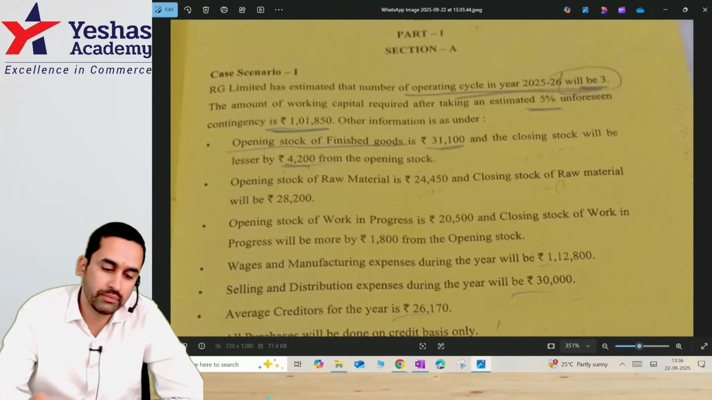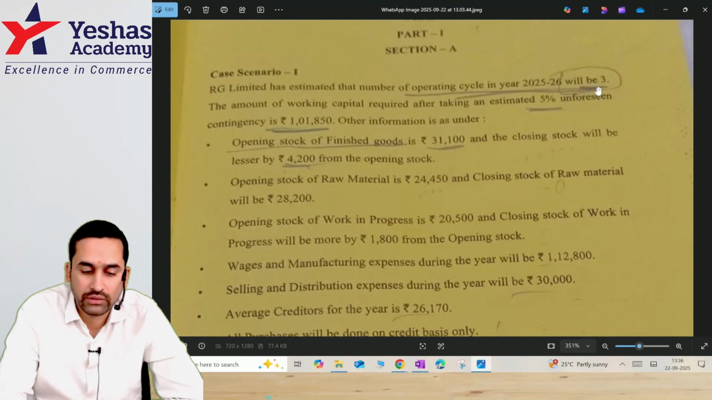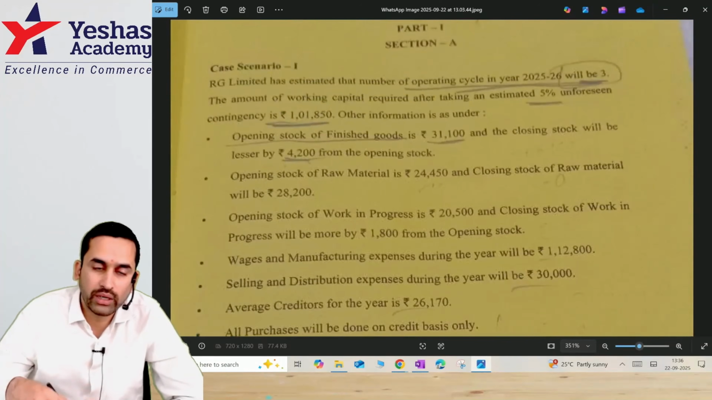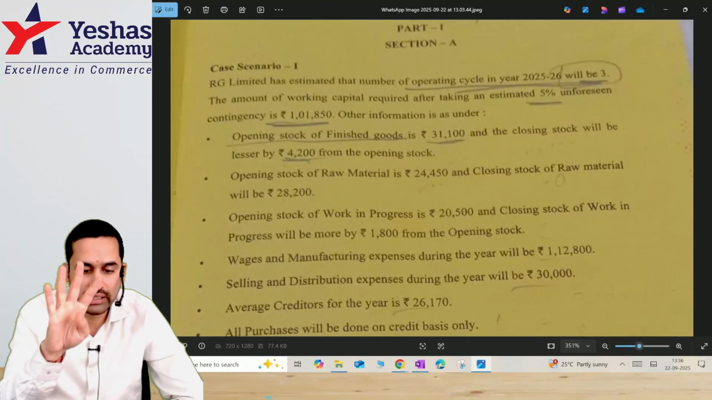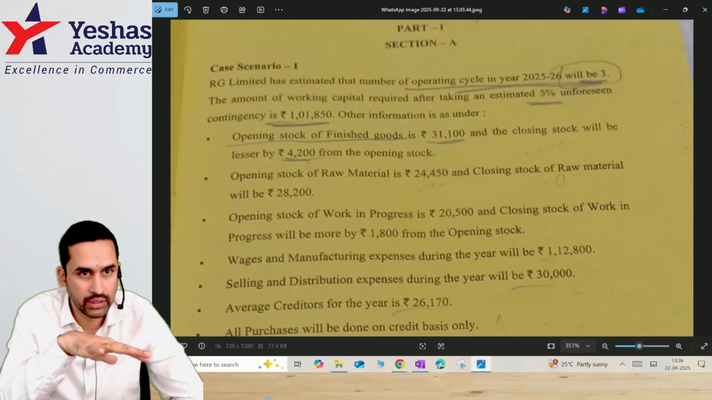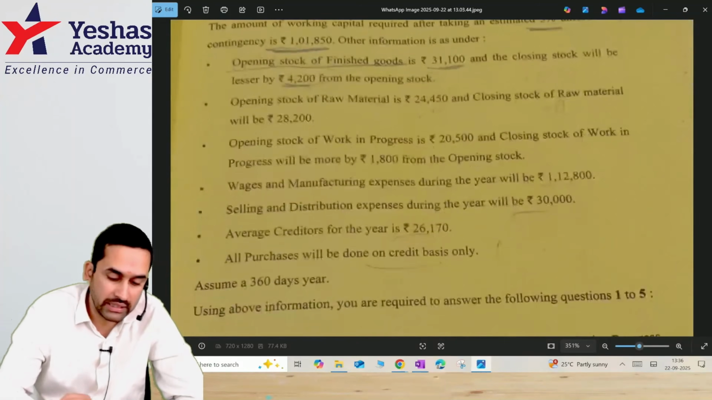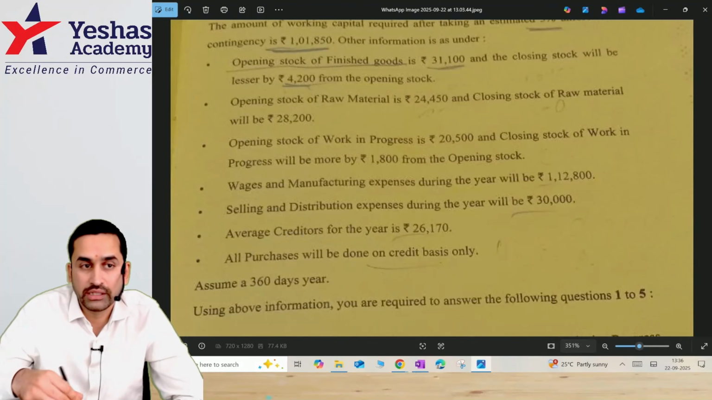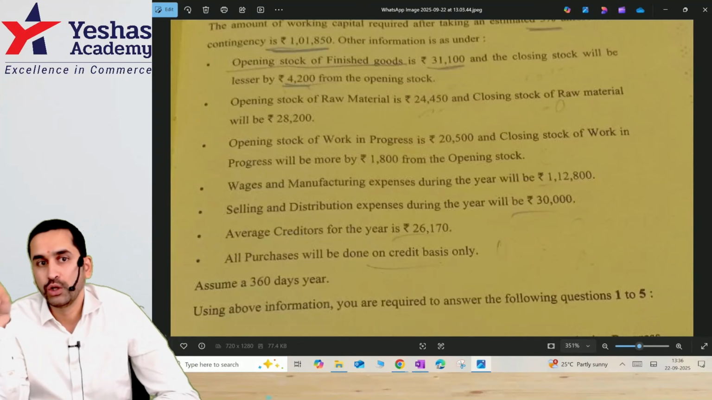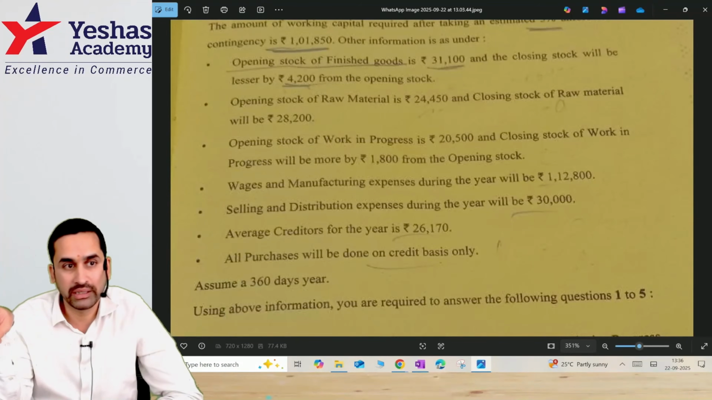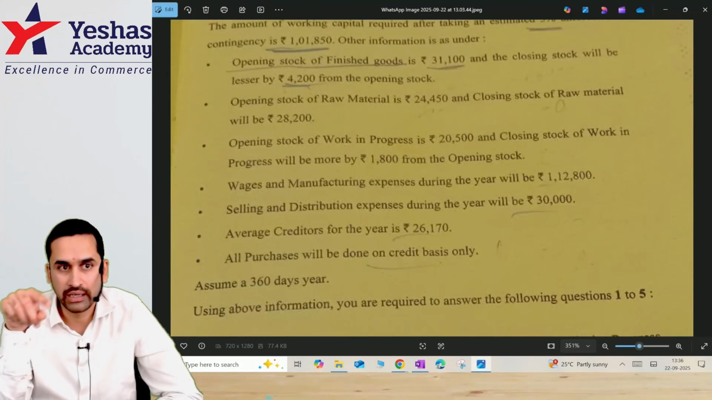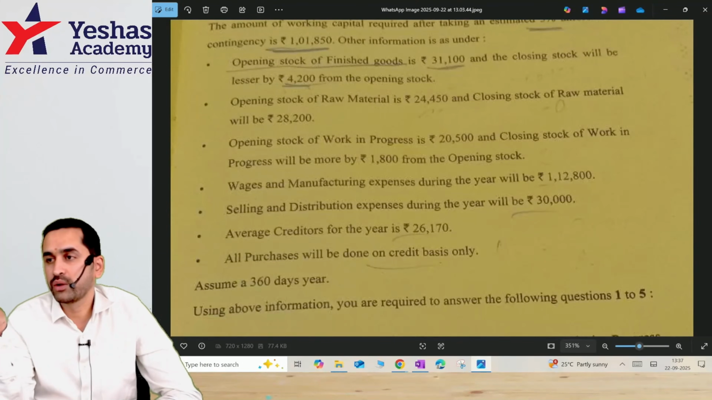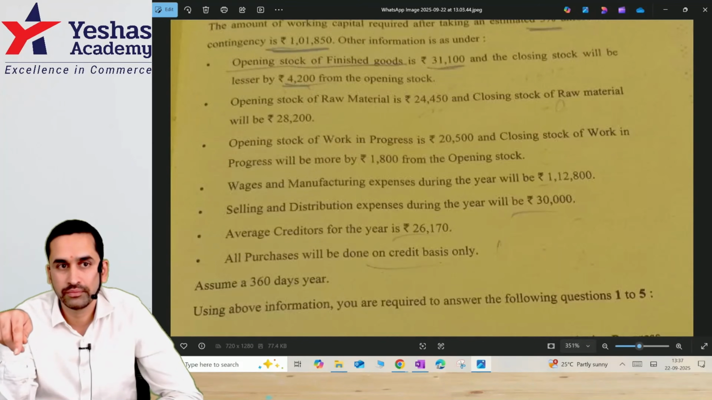Okay? Now you see the background story to this. 3 cycles given. With 360 days, it comes to 120. How to get 120? R, W, F, D minus C. Correct? Now, if you find out other things, you have creditors. Now, what is this average creditor? This will be creditor period. Numerator is average creditor divided by purchase. Creditor period. Numerator is given. If you know creditor period, then you can find out how much is your purchase.